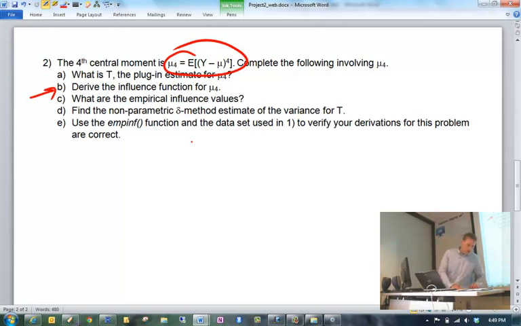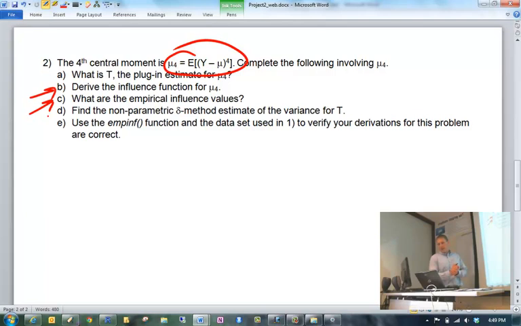This derivation took me, at least typed, 1.5 pages, just to let you know. But then again, I use a lot of spaces and I'm trying to make it look nice. I hope you make yours look nice too. But that's how long it took. Next, what are the empirical influence values? That shouldn't be too hard. The key thing is getting the influence function.